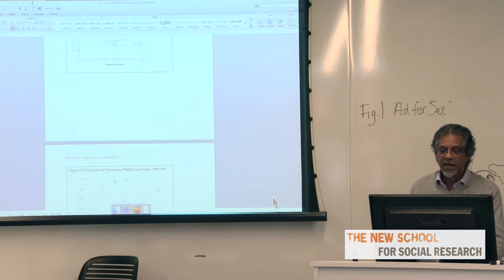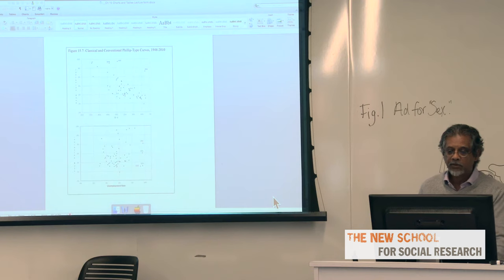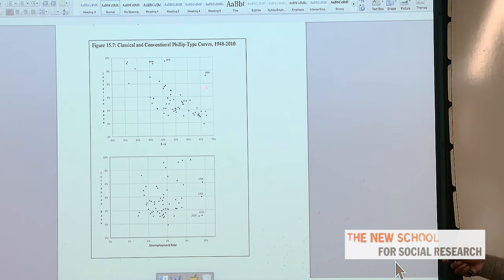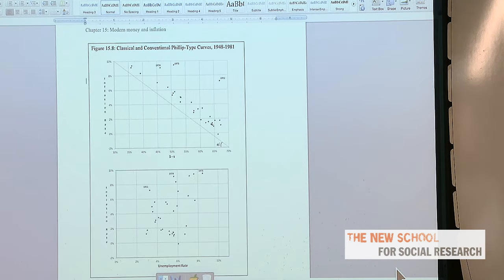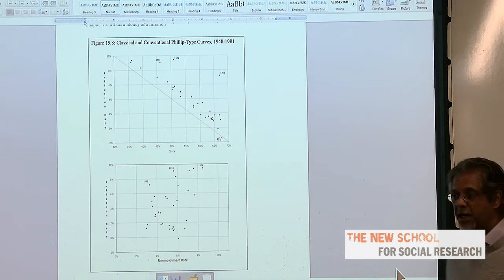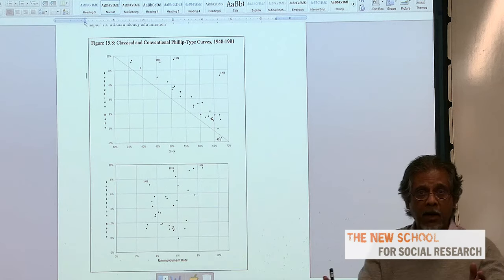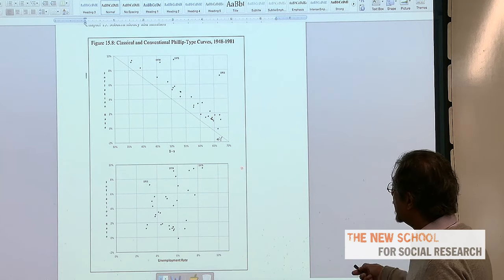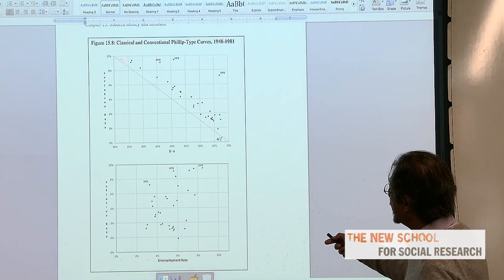Now I take the same data, which is for the whole period, and I split it into two parts, the first part of the period and the second part of the period, and then I do the same thing for the Phillips curve to see how that looks. So this is the first period, 1948 to 81. I'm taking the whole post-war period and splitting it into two parts. This is the first part. And you can see that I've drawn a 45-degree line here.